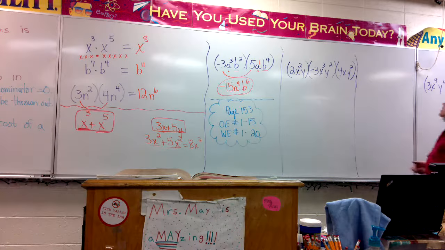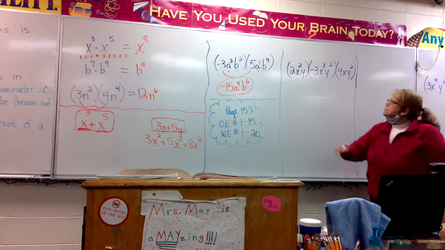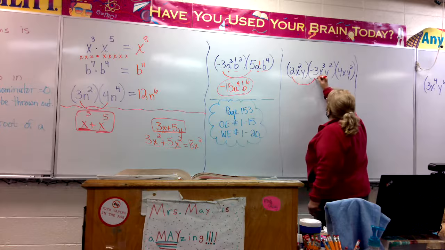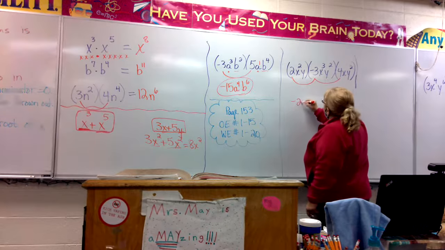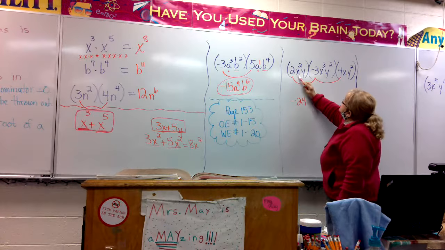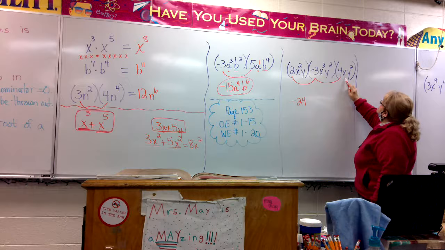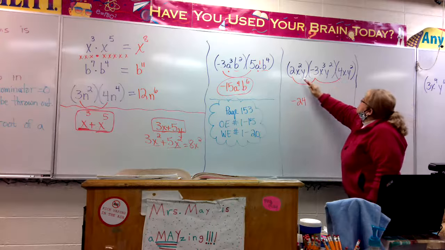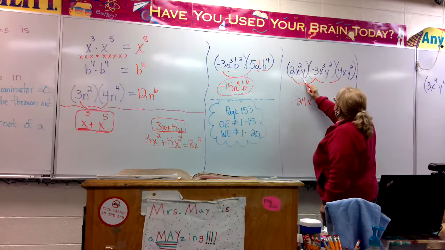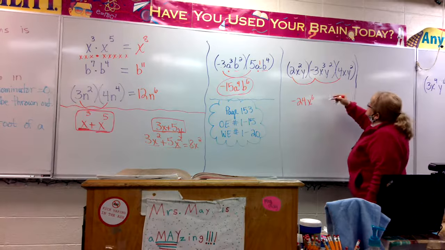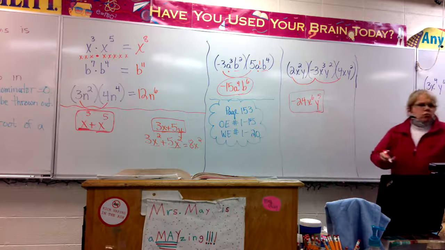How about this one? Now I'm trying to trick you. I have three things. Well, that's okay. What's 2 times negative 3? Negative 6 times 4. So negative 24. How many x's? 2, 3. How many here? 1. So how many do I have all together then? X to the 6th. Good. How about the y's? 1, 2, 2. Y to the 5th. And again, lucky us, no work, right?